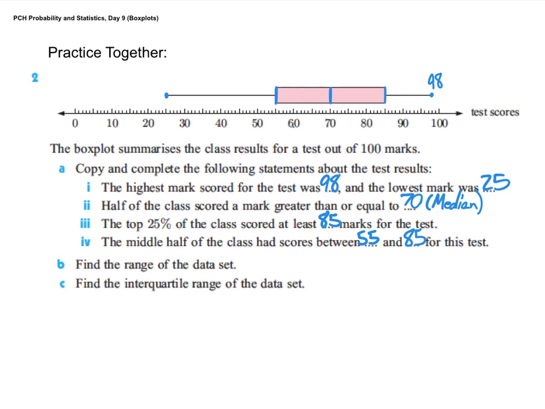Now, what's the range? 73. 73. Okay. 98 minus 25. 73 points. That's a large range for a test, right? We'd like that to be a little smaller, I think. And then what's the IQR? That's right, 85 minus 55, so 30.